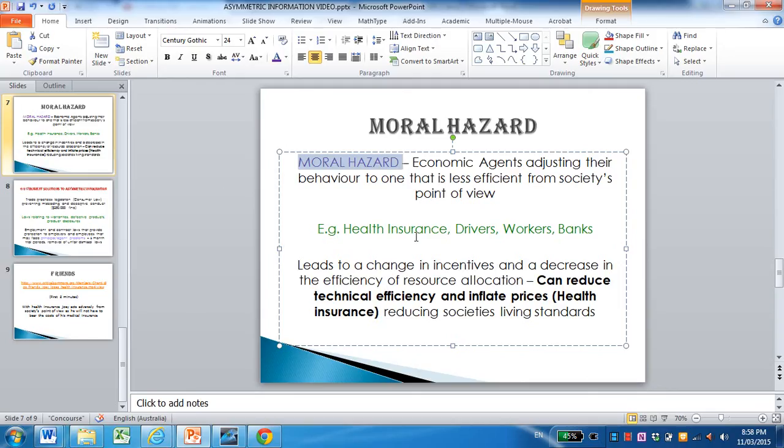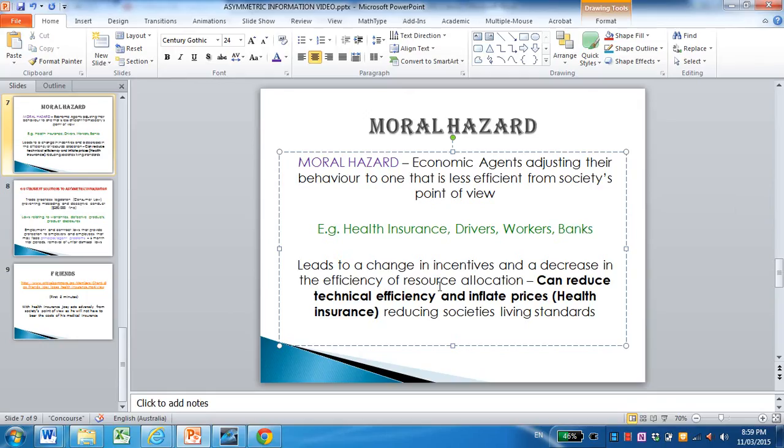So it often happens with health insurance. Drivers, once they have insurance, may stop driving as carefully, which can have negative impacts for society. It may also happen in the workplace. If you hire someone, say, on a year contract, they might decide to slacken off, which can reduce technical efficiency for businesses because they can't be fired. It also happened with the banks. The government said that they would bail out any banks that couldn't pay back their loans, which led to some of the banks offering loans to risky debtors that couldn't pay them back, and therefore it was less efficient from society's point of view because people were defaulting on their loans.